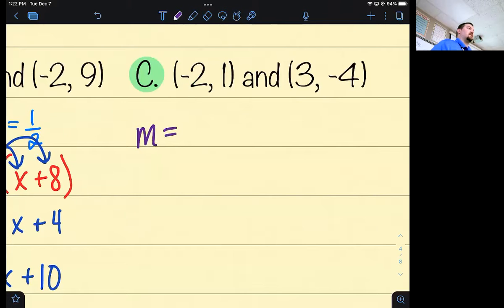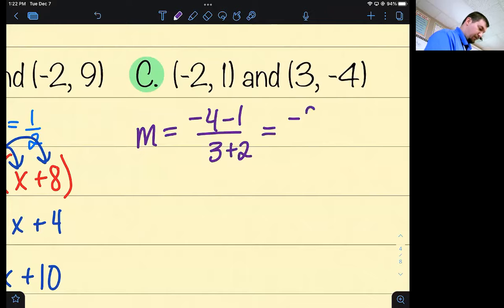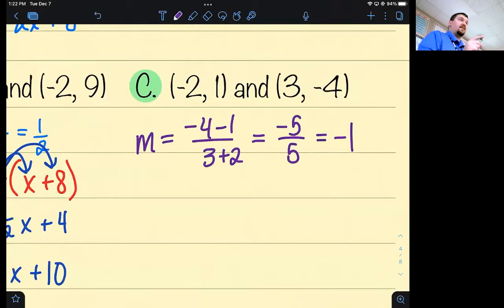We're going to find the slope first. Sky, can you help me find the slope of this, please? Good, nice job. And -4 minus 1, and 3 plus 2, and -5/5. Excellent. Alex, can you decide what point you want to use and tell me what the point slope equation would be of this line?